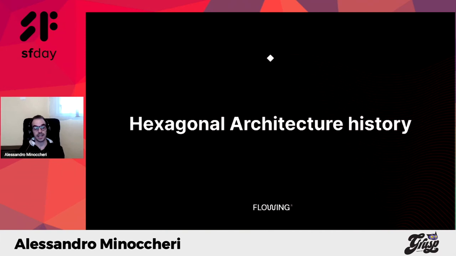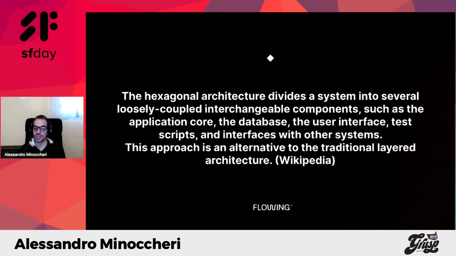For that reason, there is an architecture that can help you to build maintainable software, the Hexagonal Architecture. This architecture was invented and published in 2005 by Alistair Cockburn in an attempt to avoid undesired dependencies between layers and contamination of the user interface with business logic. And now I would like to read for you the exact definition of this architecture from Wikipedia. The Hexagonal Architecture divides a system into several loosely coupled interchangeable components, such as the application core, the database, the user interface, test scripts, and interfaces with other systems. This approach is an alternative to the traditional layered architecture.